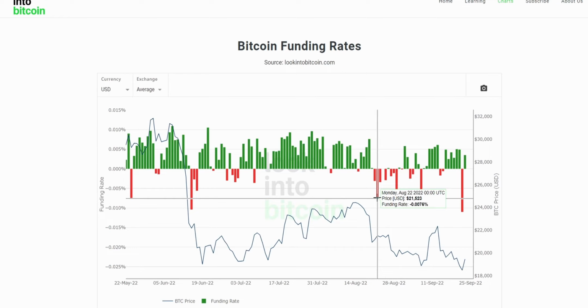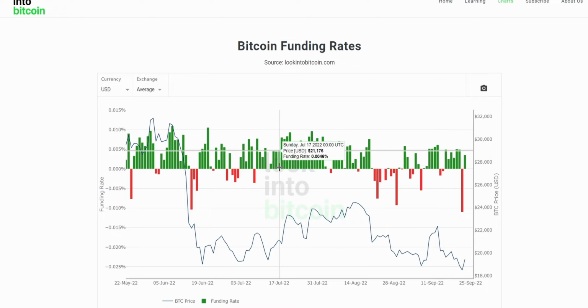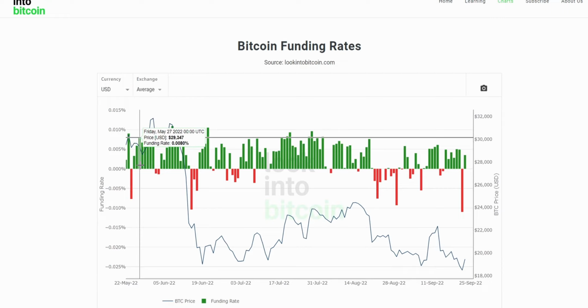So how can you use this tool to help improve your trading and investing? Well, the funding rates chart gives us a good indication of the current market sentiment and where traders are positioning themselves. On this Look Into Bitcoin chart, we actually have the option to isolate by exchange. So we have 5 different exchanges here that you can choose, but for now we'll just stick to the average, which is just the collated average of these funding rates across the 5 exchanges.